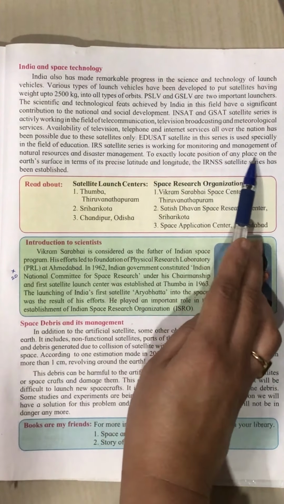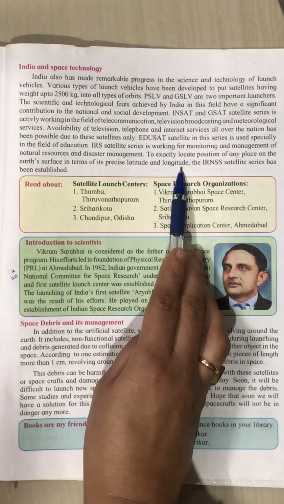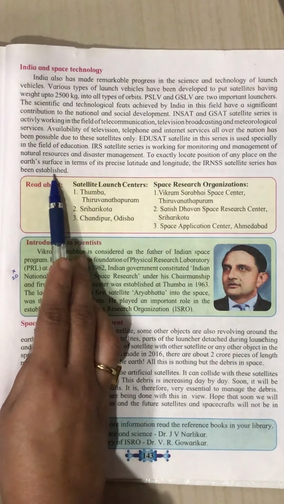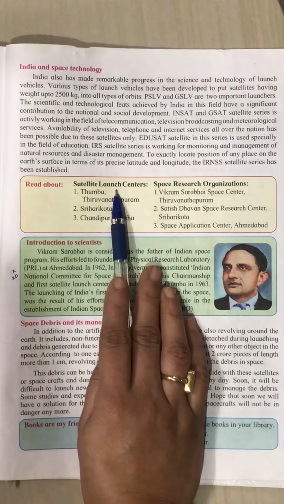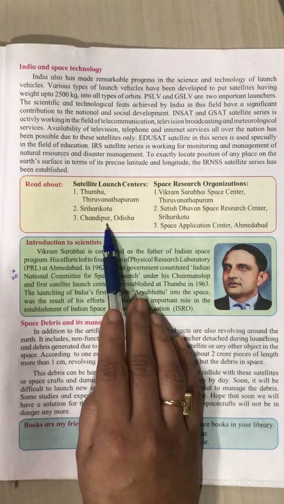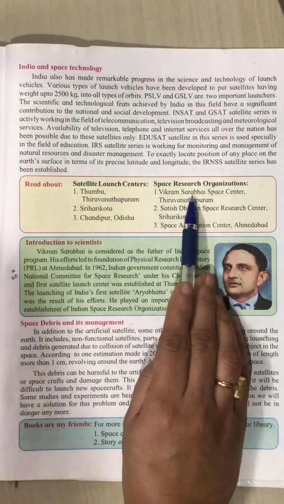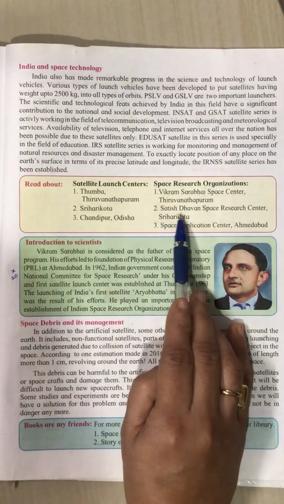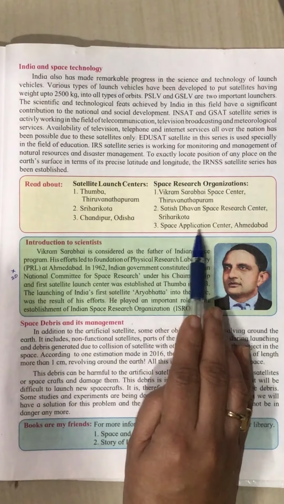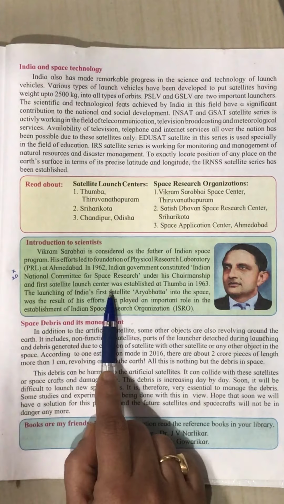To exactly locate the position of any place on the Earth's surface in terms of precise latitude and longitude, the IRNSS satellite series has been established. Now, our satellite launch centers are at Thumba, Sriharikota and Chandipur in Odisha. Space Research Organization, Vikram Sarabhai, Satish Dhawan Space Research Center, Sriharikota, and Space Application Center, Ahmedabad. This is a paragraph about Vikram Sarabhai.